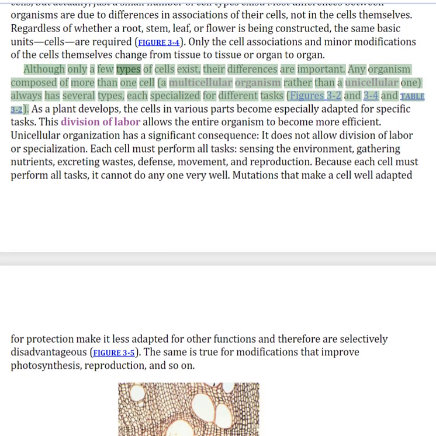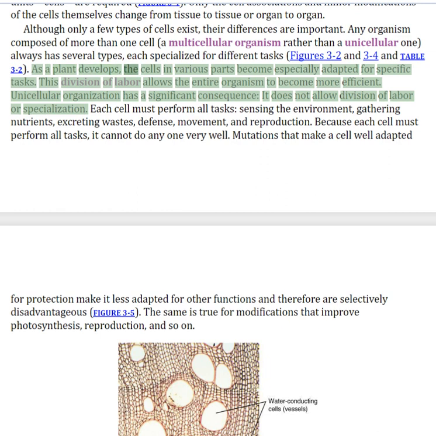Although only a few types of cells exist, their differences are important. Any organism composed of more than one cell always has several types, each specialized for different tasks. As a plant develops, the cells in various parts become especially adapted for specific tasks. This division of labor allows the entire organism to become more efficient.